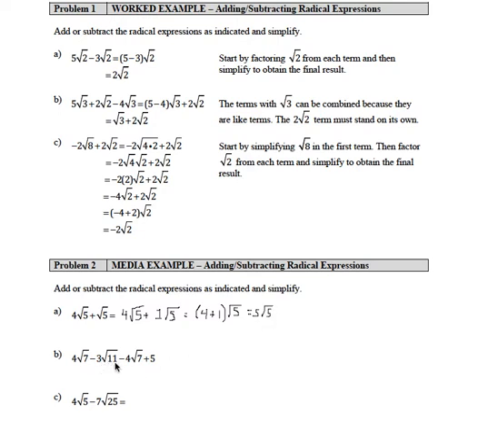This one is a little bit more complicated. I need to be careful and identify what are the like terms. So here I have 4 times the square root of 7 minus 4 times the square root of 7. Those are like terms. The coefficients have opposite signs, so those two are actually going to combine to 0, and that leaves me with negative 3 times the square root of 11 plus 5, which I can also write as 5 minus 3 times the square root of 11.